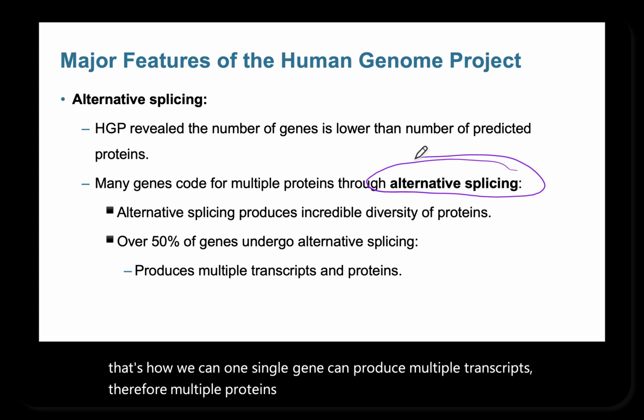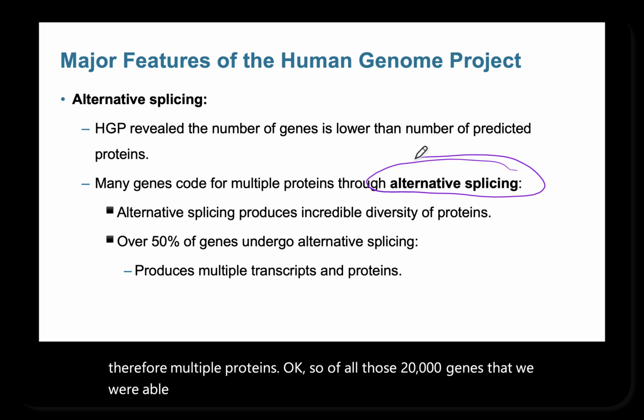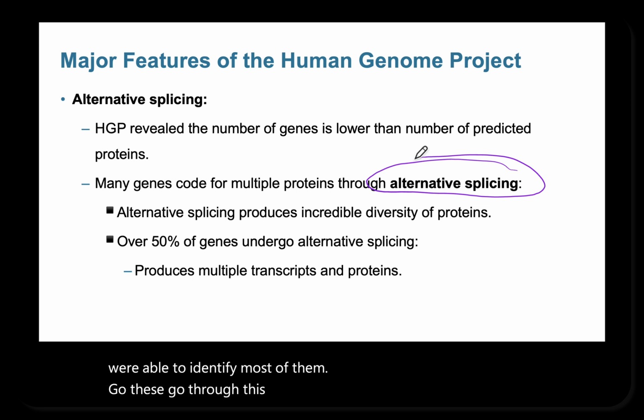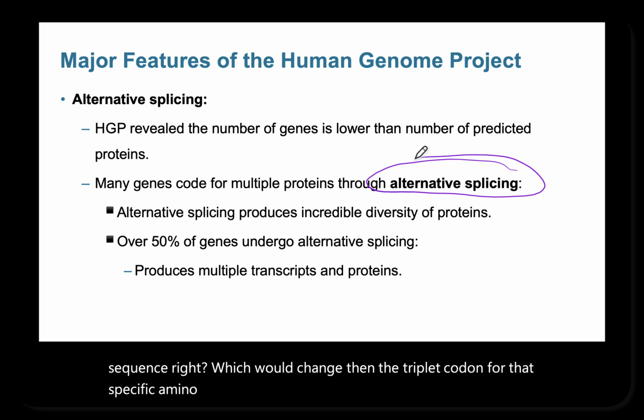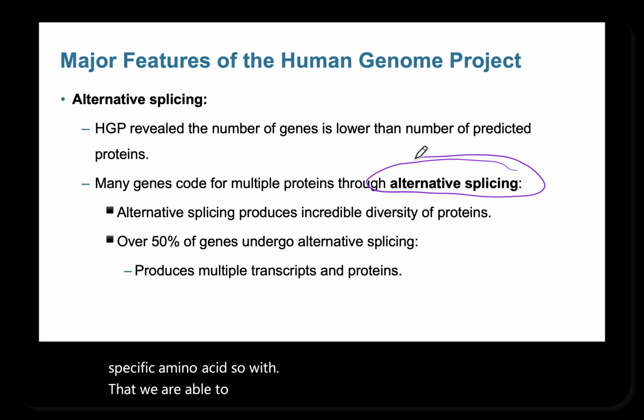So of all those 20,000 genes that we were able to identify, most of them go through this alternative splicing, which changes the sequence, which will then change the triplet codon for that specific amino acid. So with that, we are able to produce various types of proteins.